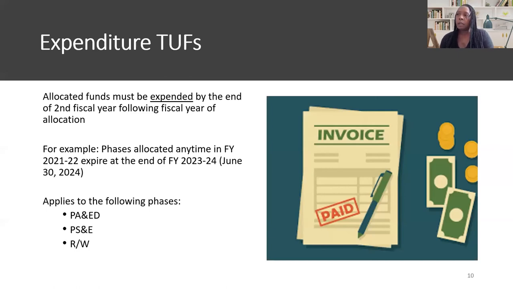Expenditure time and the use of funds. So once you have allocated your funds for the PA&ED, PS&E, and right-of-way phases, you have until the end of the second fiscal year following an allocation to expend the funds. For example, if you allocate your funds at any time in fiscal year 21-22, which happens to be the current fiscal year, you have until the end of 23-24 to expend the funds.